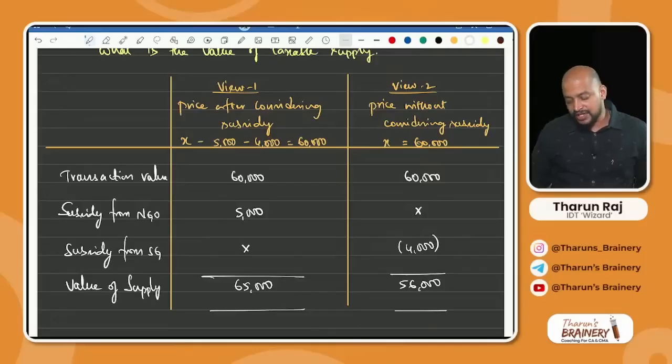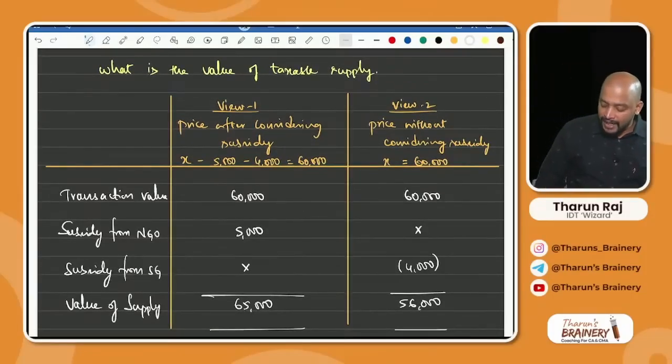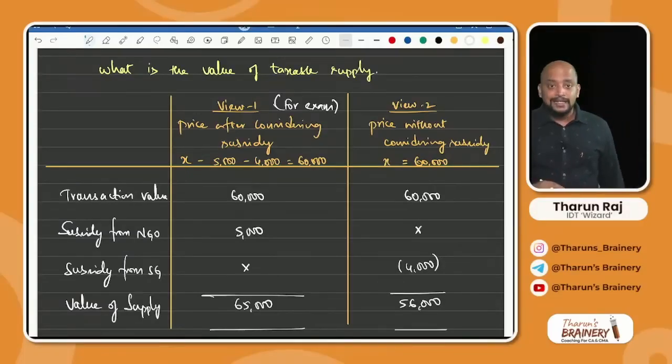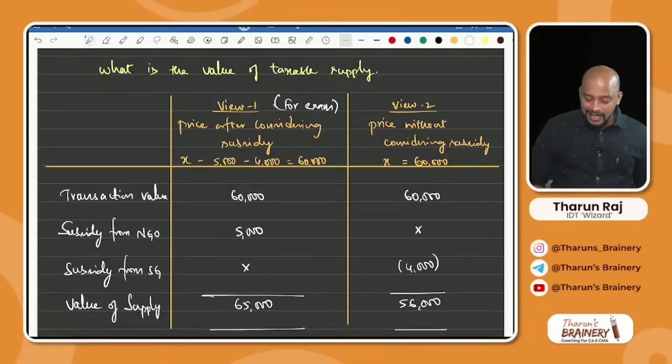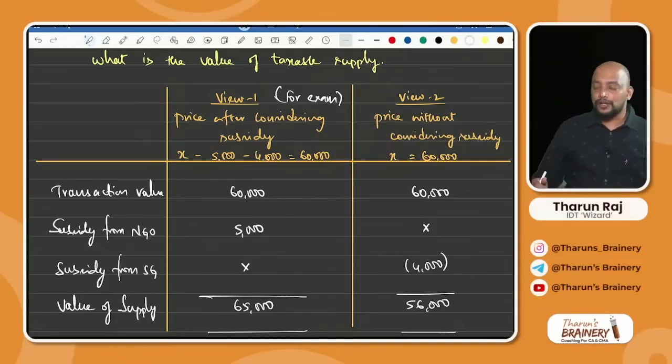Sir, the answer will change, of course. The assumption changes, that's why the answer also will change. But when the question is silent, which one do we need to follow for exam? When the question is silent, for exam purpose, we need to follow view 1, that is the price after considering subsidy. Okay, this is one way. There is an alternative way also, I will tell you.